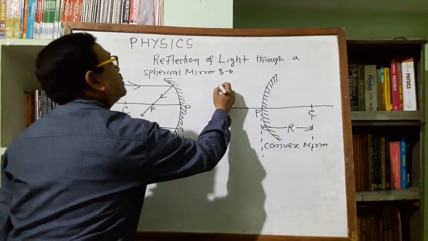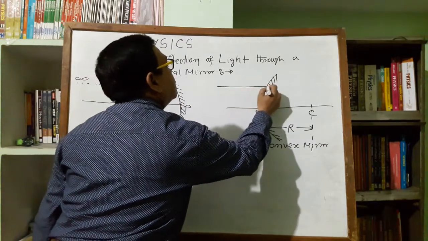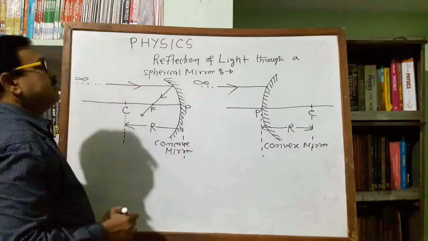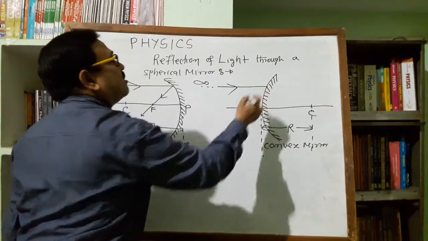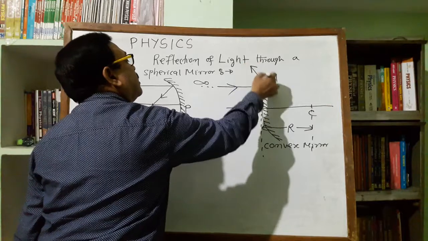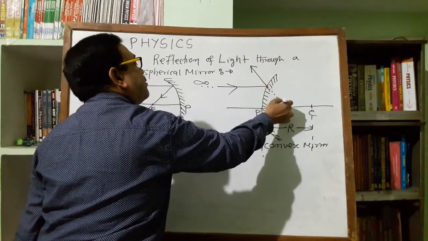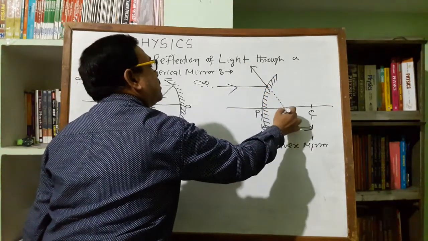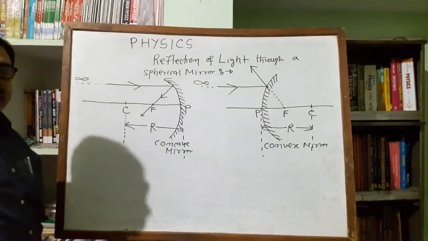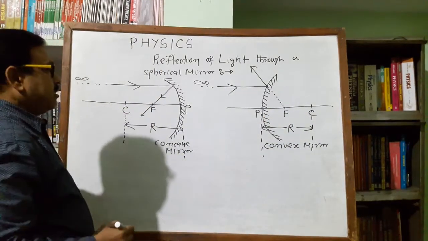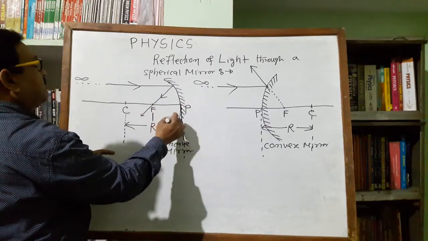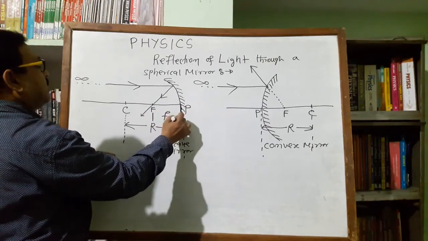Similarly, for the convex mirror, when a ray of light coming from infinity is incident on any point on the convex mirror, it gets diverged and appears to come from a point which lies on the principal axis, and it is called the principal focus. The distance between the pole and the focus of the mirror is called the focal length.